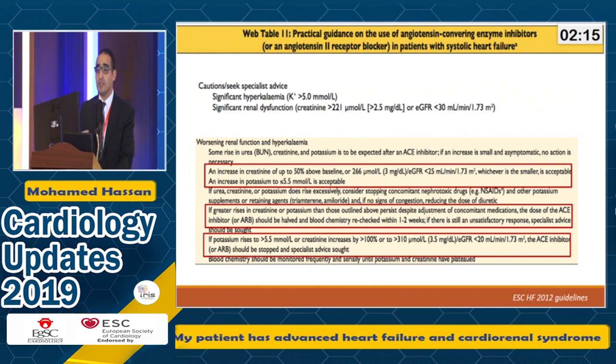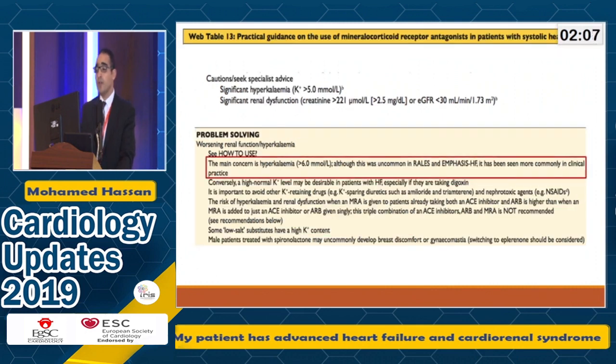What about mineralocorticoid antagonists? Also, you cannot use it if the serum creatinine is more than 2.5, but you can use it if the serum creatinine is less than 2.5 and the GFR is more than 30. Just monitor the serum potassium, and if the serum potassium increases to more than 6, you should stop the mineralocorticoid antagonist.